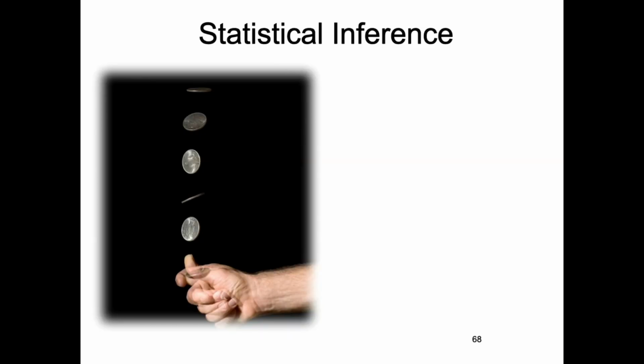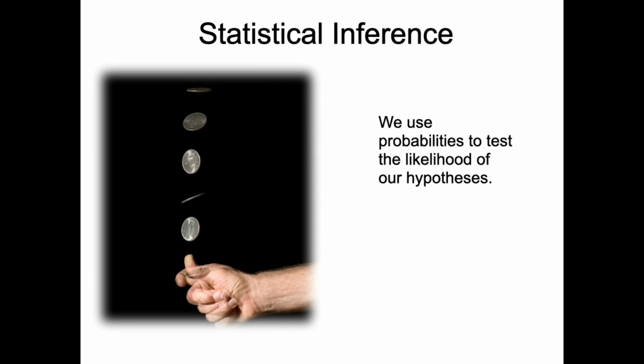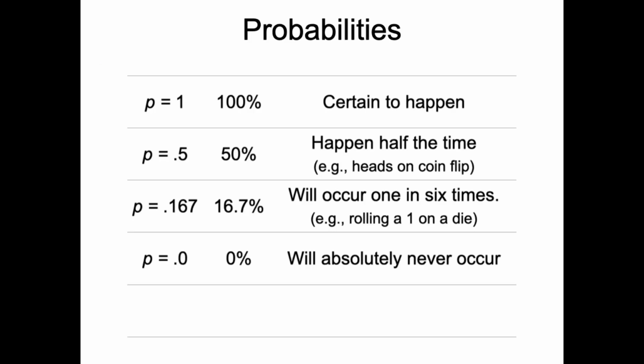So again, that leads us to statistical inference. We're going to start talking more about probabilities because we use these probabilities to test the likelihood of our hypotheses. And just to reiterate, a probability of 1 means that it's certain to happen. It's a 100% chance. 0.5 would mean it's only got about a 50% chance, so it happens half the time. For instance, when you flip a coin, you're going to get heads about 50% of the time. 0.167 means that it's going to occur once in 6 times, or 16.7%. So this is like rolling a 1 on a die. A probability of 0 means that it's absolutely never going to occur. That's 0% chance of it happening.